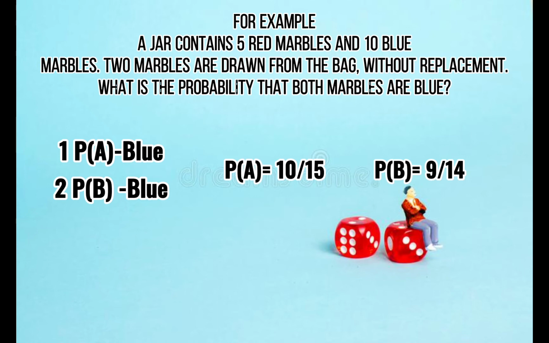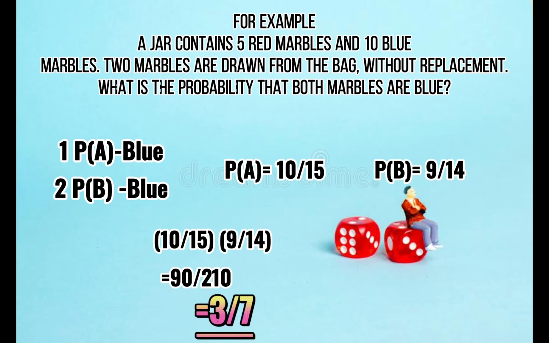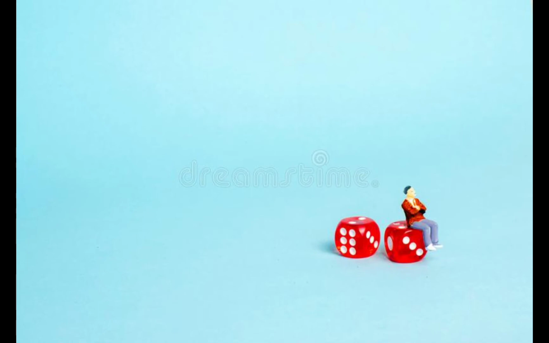So proceed to multiply the probability of A and the probability of B. That will be 10 over 15 times 9 over 14. And that will result to 90 over 210. Then reduced, that will be 3 over 7. In this example, the first marble is not replaced. The sample space for the second event changes. The probability of both events occurring is the product of the probabilities of the individual events. Therefore, this is a dependent event. So let's proceed to the next example.